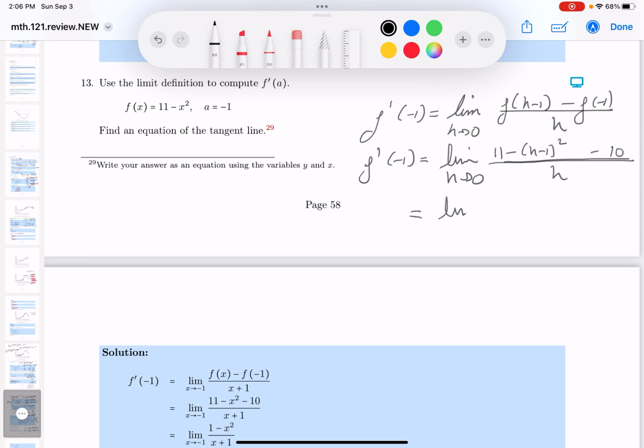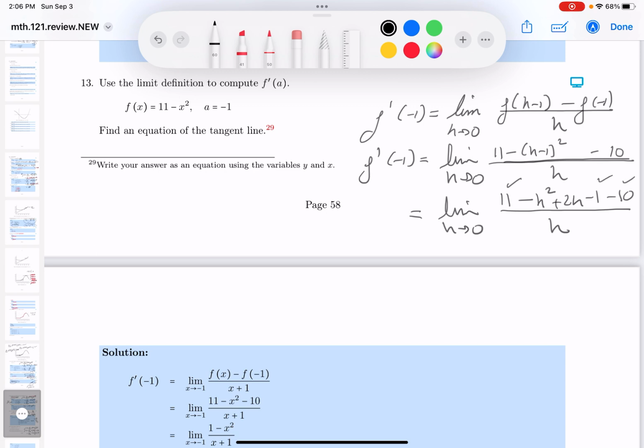So I get limit, h goes to 0. You get 11. Well, let's see, h minus 1 squared is going to be h squared, so minus h squared. Then you get minus 2h, so it'll be plus 2h. And then you get, let's see, plus 1, so it'll be minus 1, minus 10. And, lo and behold, like as we expected, things work out pretty nicely. 11 minus 1 minus 10.